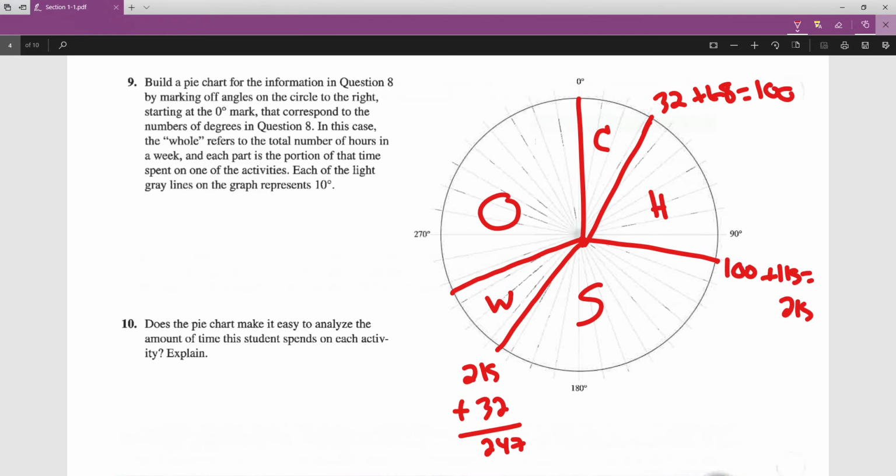Number 10 says, does the pie chart make it easy to analyze the amount of time the student spends on each activity? It's somewhat of an opinion question, but generally seeing a picture, I can look at this picture very quickly and say, oh, other and sleep are the two biggest categories. There's lots of things you can do with that.